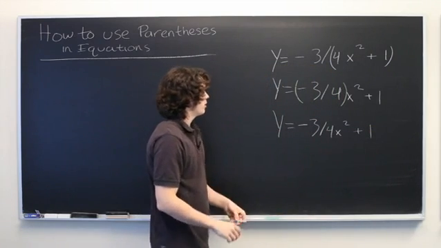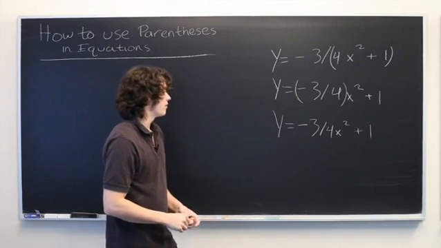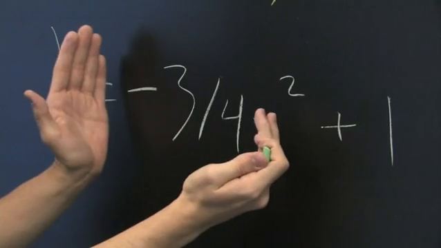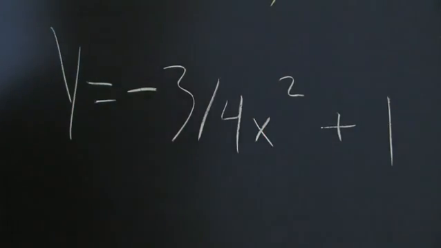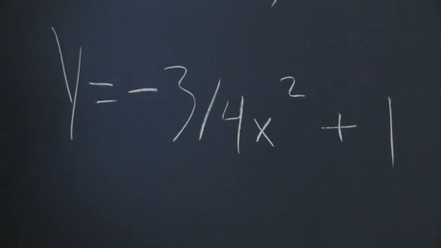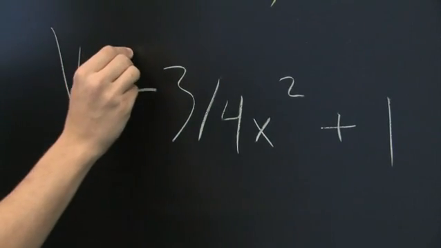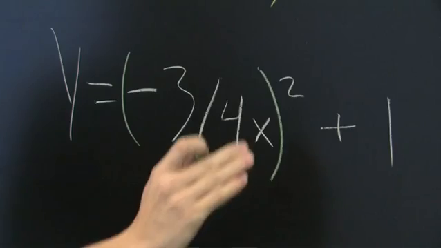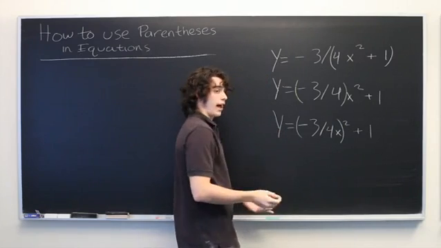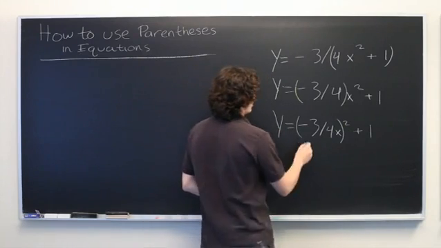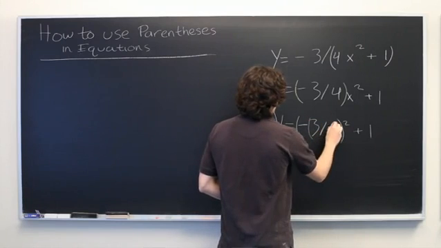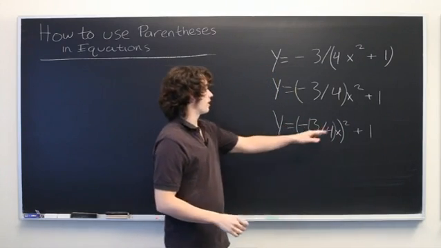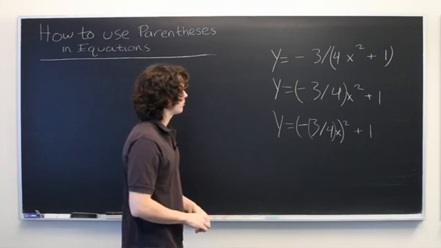Let's say that what we are given in the problem implies that what we actually want to do is take negative 3/4 x, square that, and then add 1 to it. Easy enough. We put parentheses around the entire term that we want to square. In fact, we can even make this less ambiguous by putting parentheses around this coefficient, again to avoid implying that x is going to be in the denominator.